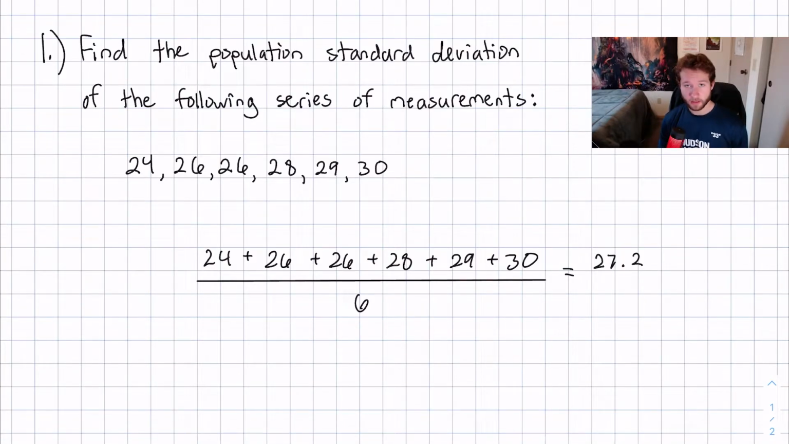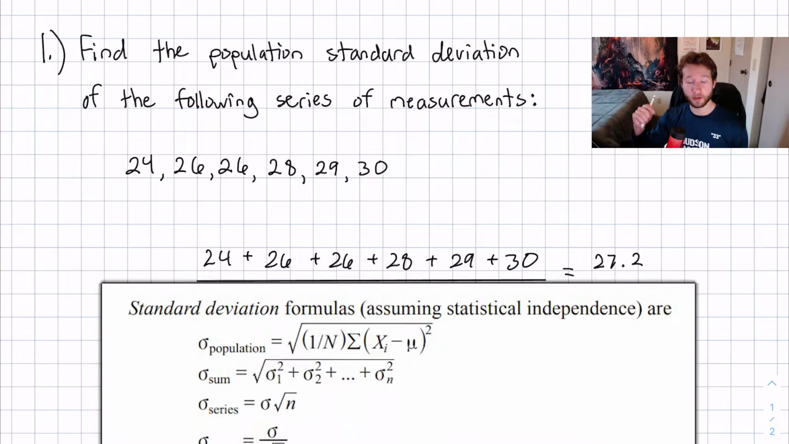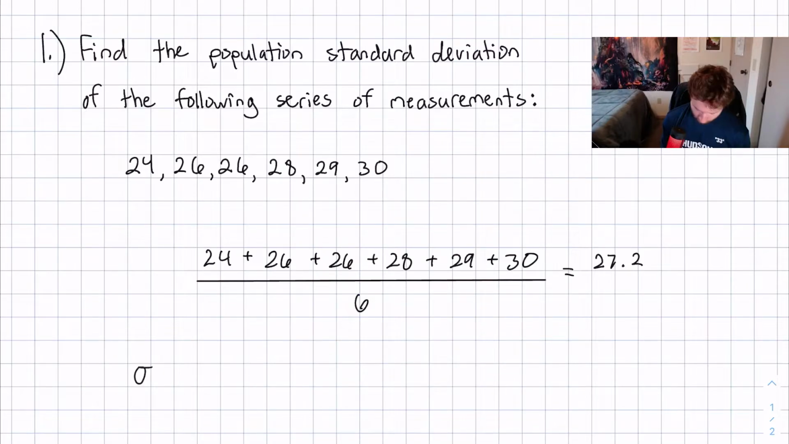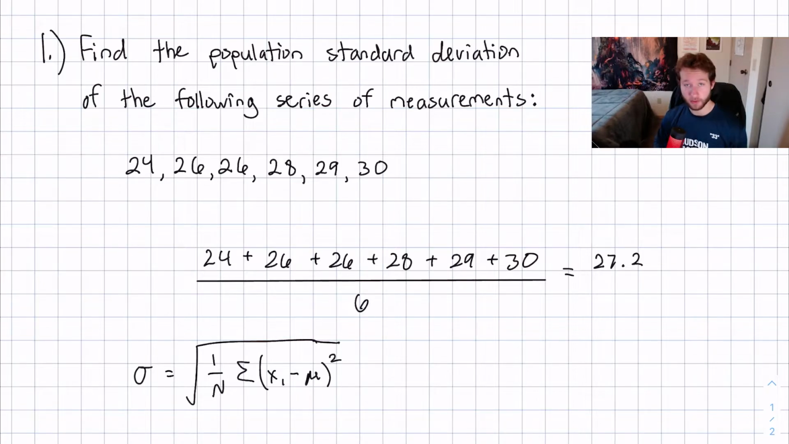So now that we have that, let's look in the FE reference handbook and figure out what the formula for the population standard deviation is. We can look that up on page 63 of the reference handbook I have linked in the description. And the formula for that, sigma, is equal to the square root of 1 over n, which is the number of points you have, times the sum of each point minus the average, squared. So there you have that.